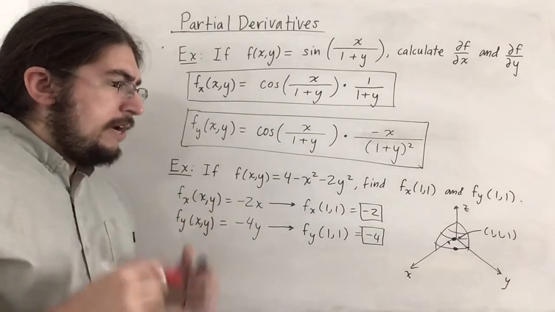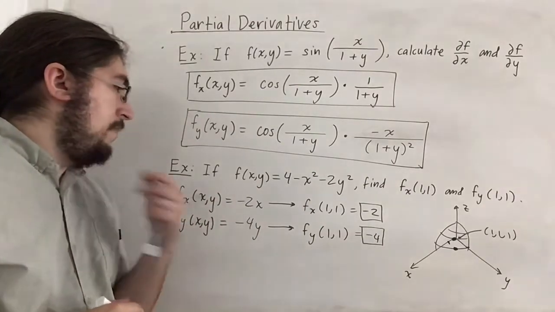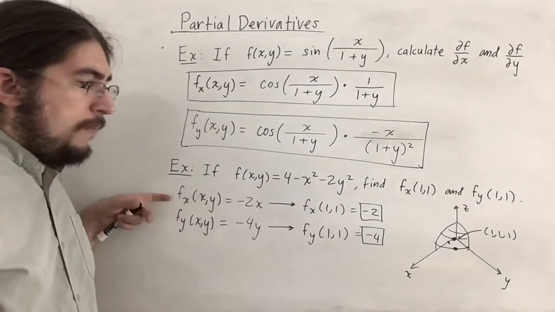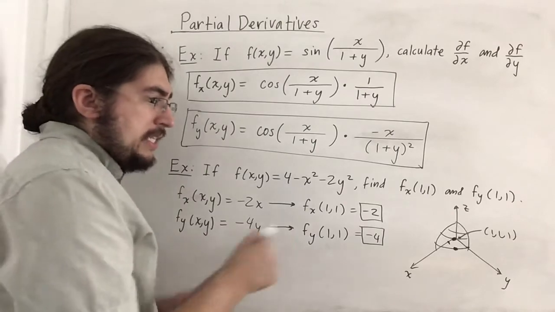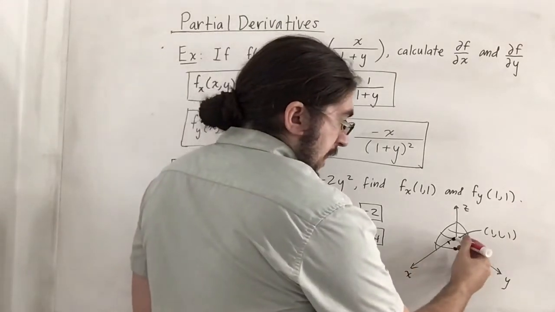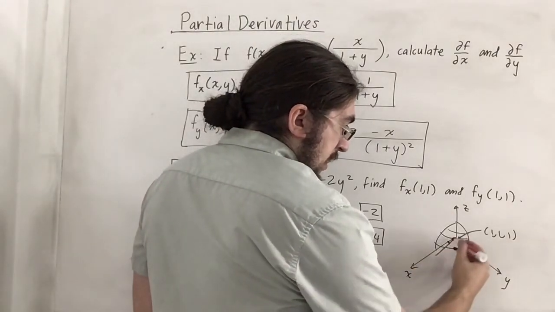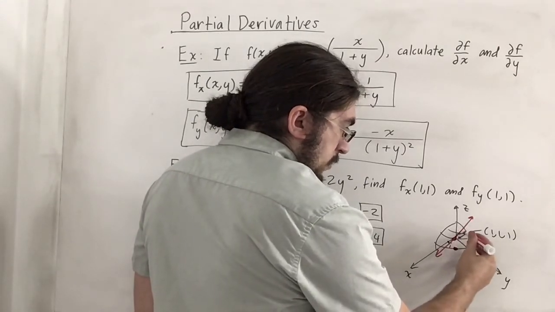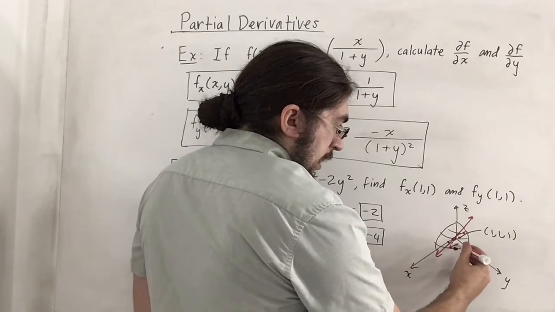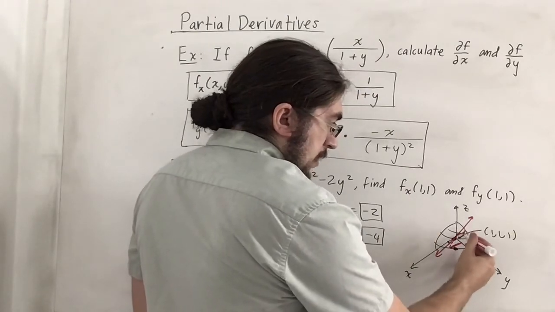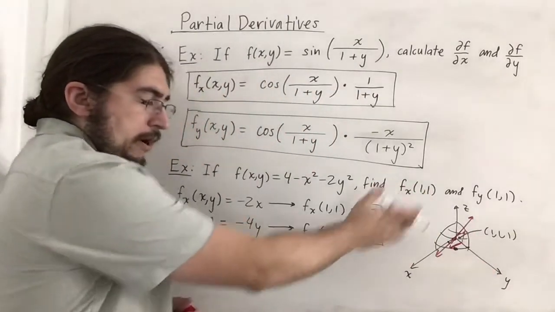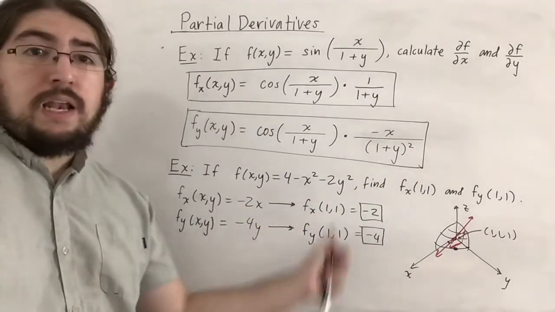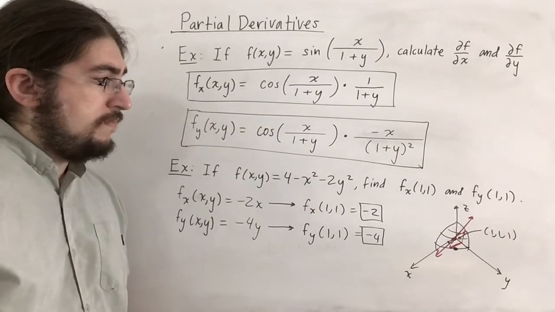But now, here's where things get a little weird. What negative 2 represents in this context of the partial with respect to x is actually the slope of the tangent line in the x direction. So if you were to consider the x direction only, I'm trying to draw a dotted line here, kind of like imagine a slice in the x direction. In other words, parallel to the x-axis, you'll end up getting this line here, and the slope of that line will actually be negative 2.